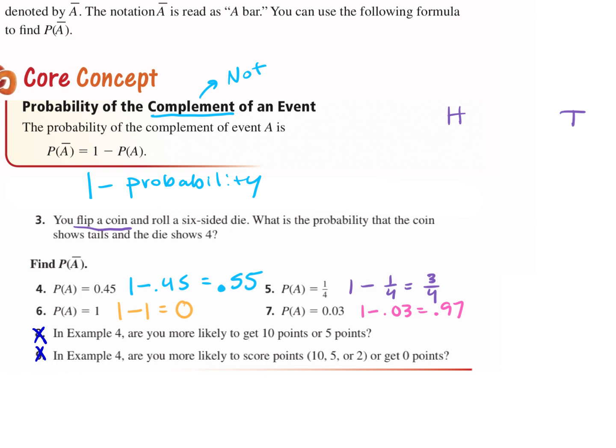Let's say we flipped heads first. What are the possible options when we roll a die after? 1, 2, 3, 4, 5, or 6. Say we rolled tails first. We could roll a 1, 2, 3, 4, 5, or 6. How many total possible outcomes do we have here? 12. Now we're looking for the probability that the coin shows tails and the die shows 4. So I'm going to go to where I flipped tails the first time and then rolled a 4. How many times in the 12 possible outcomes do I have that I flipped tails and rolled a 4? 1. So it'd be 1 out of 12.